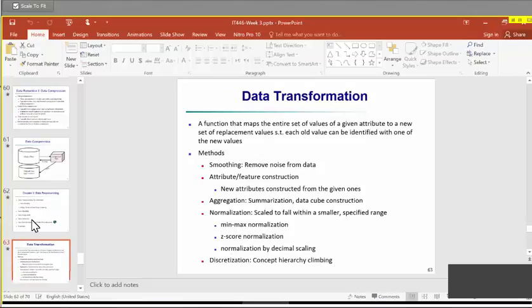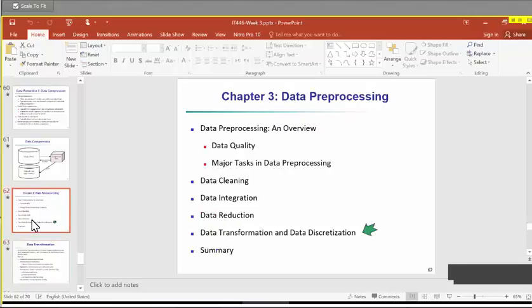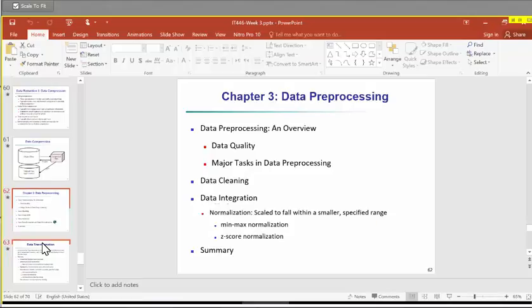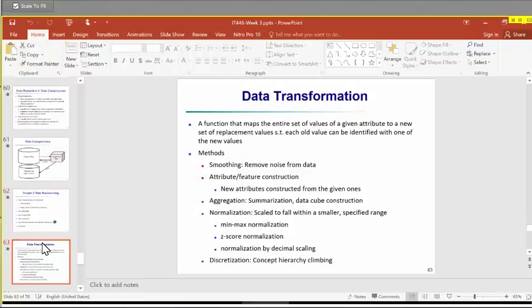Okay, now the last topic of this week is data transformation and data discretization. Data transformation is a function which maps the entire set of values of any given attribute to a new set of replacement values, such that the old value can be identified with one of the new values. So we transform the data. You take it from one domain into another domain.